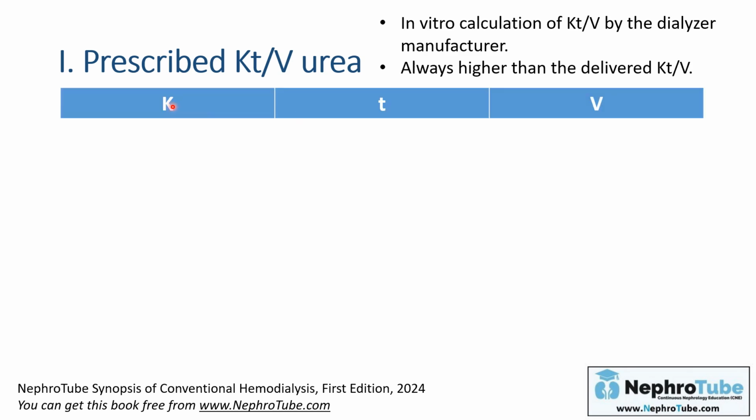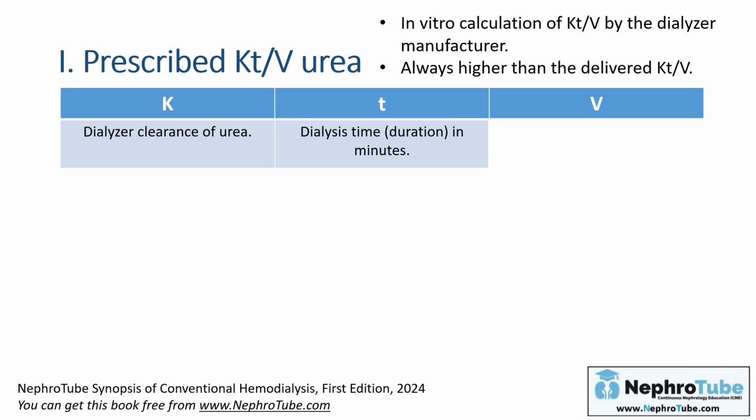Okay, we mentioned that we will measure now Kt/V. What is Kt/V? K is the dialyzer clearance of urea, and we mentioned before what is dialyzer clearance exactly in the lecture of dialyzers. T is the dialysis time in minutes, duration of the dialysis session in minutes. V is the volume of distribution of urea.